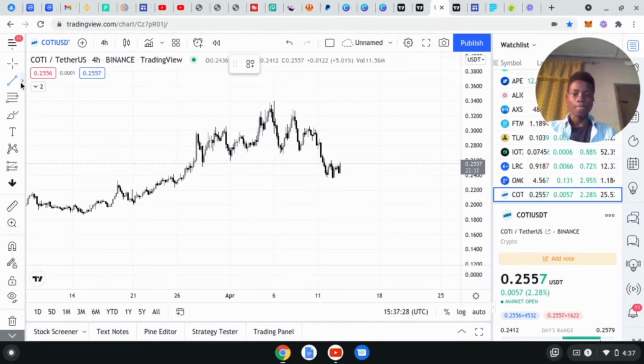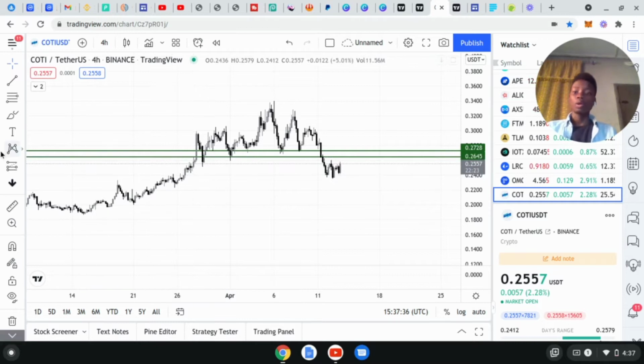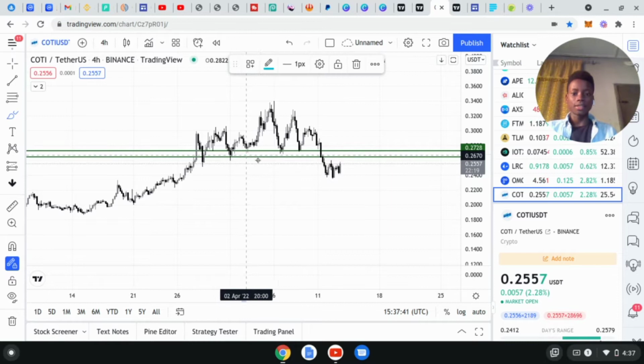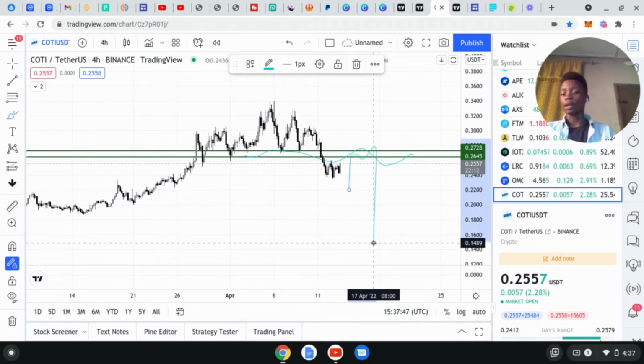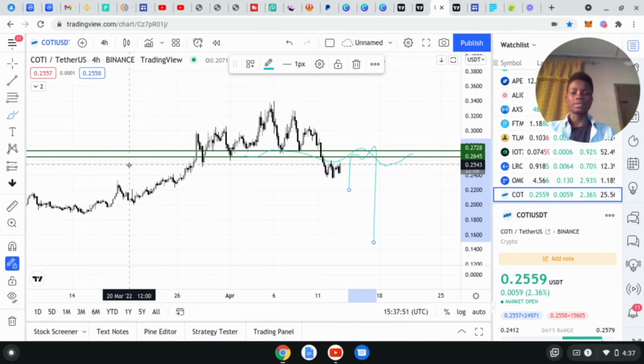Okay, as it is here now, we're in a downtrend, and this is an obvious resistance. I'm looking at Coti going up to this resistance level, rejecting it and coming down. So now we will not only trade off this resistance level.